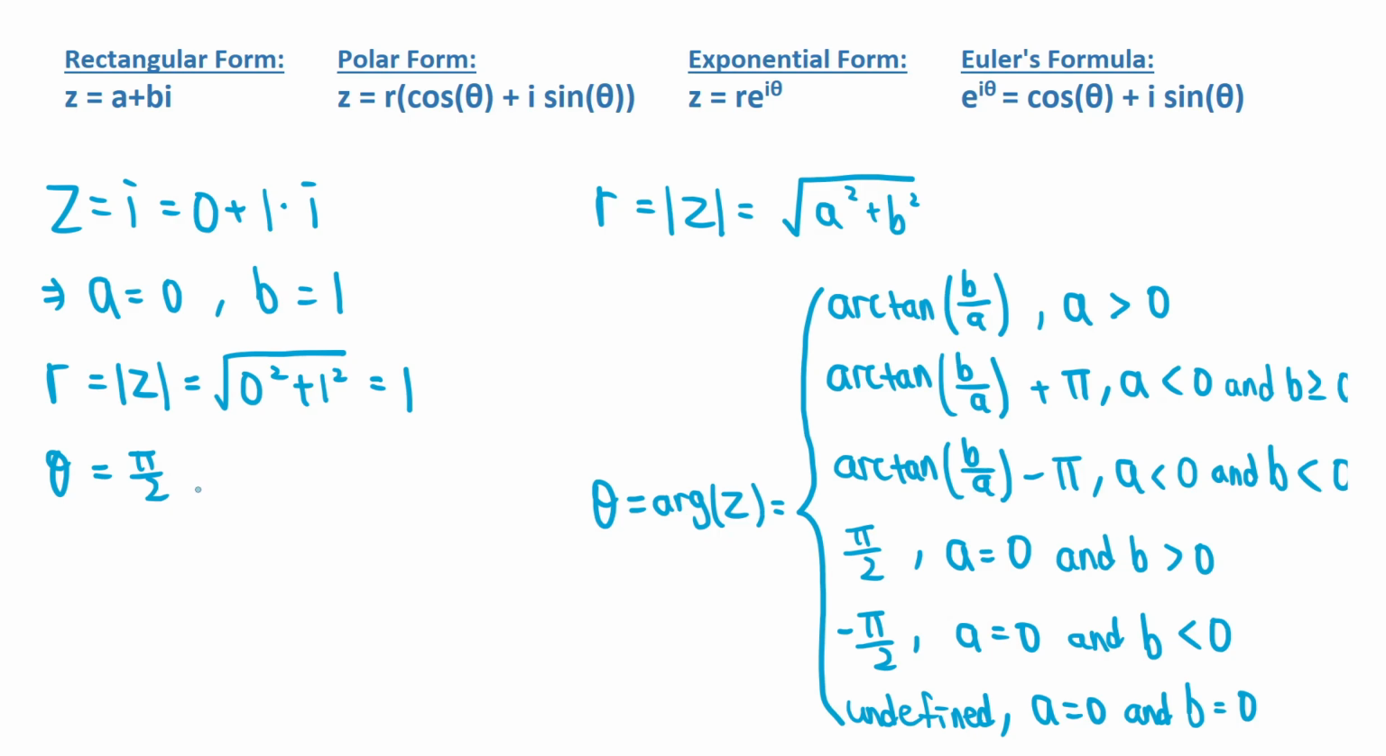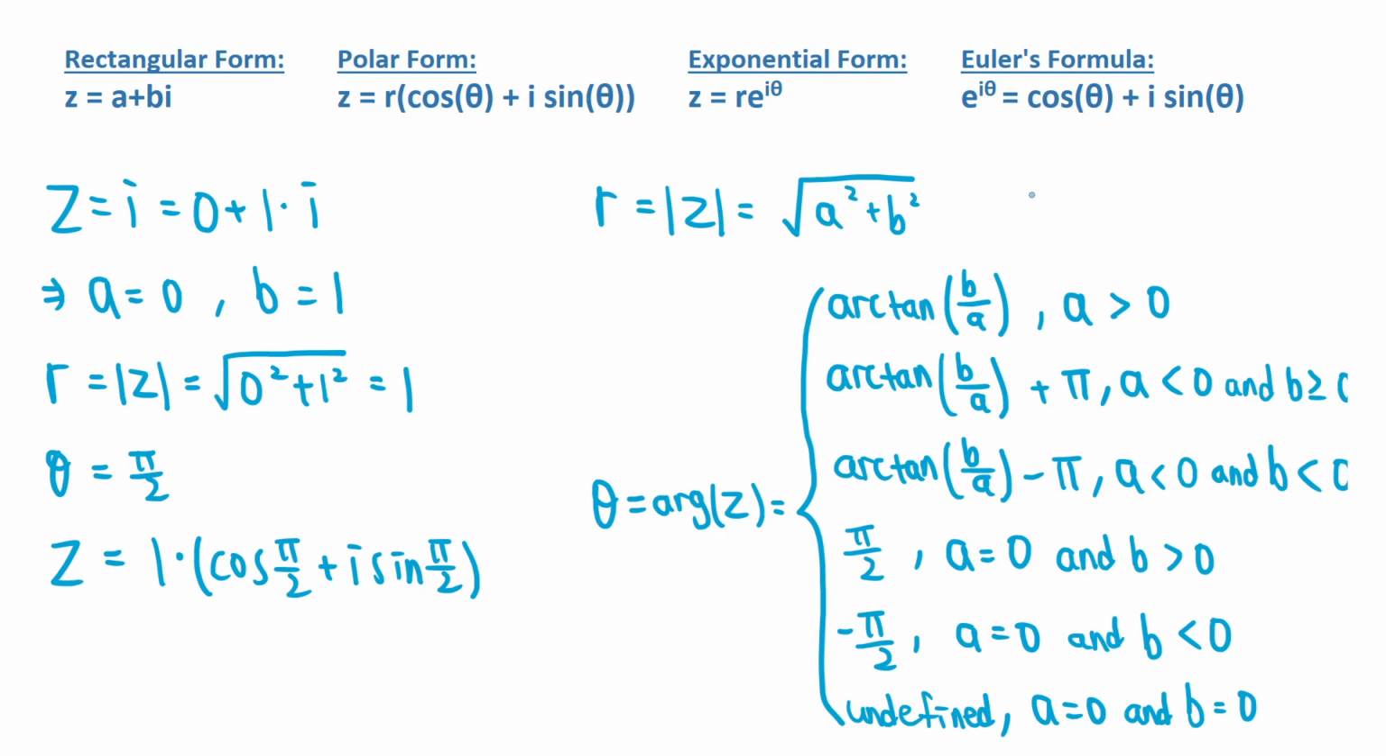So given that r equals 1 and theta equals pi over 2, we can rewrite our complex number z in polar form. So polar form is z equals r multiplied by cosine of theta plus i sine of theta, all in parentheses. So in our case, z is equal to r, which is equal to 1, and then times cosine of theta, which is cosine of pi over 2, plus i sine of theta, which is also pi over 2. So now we can rewrite this in exponential form using Euler's formula.